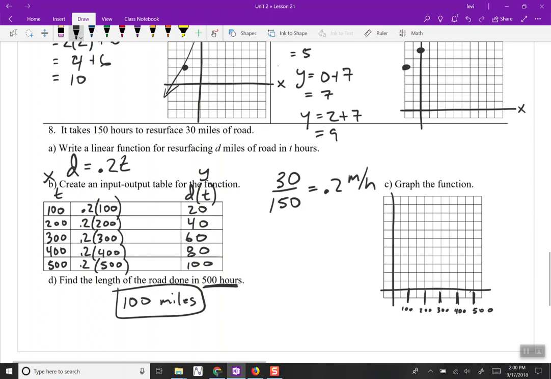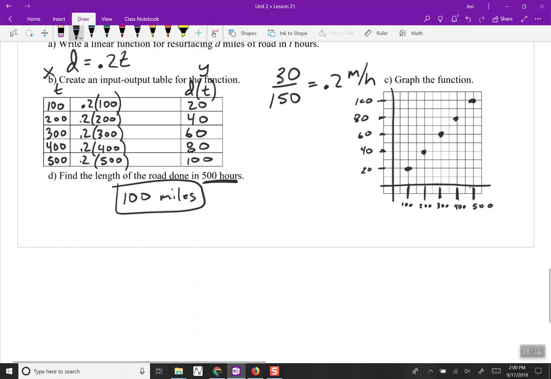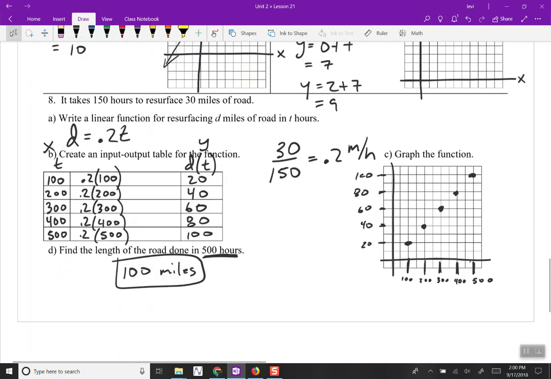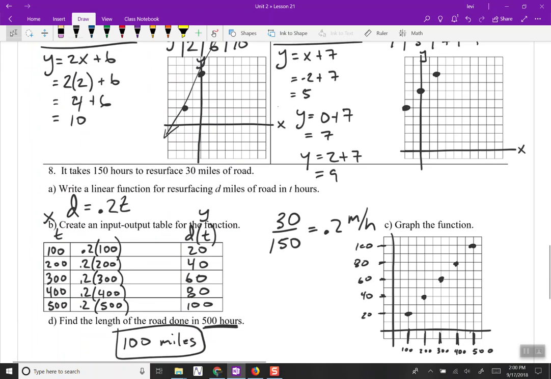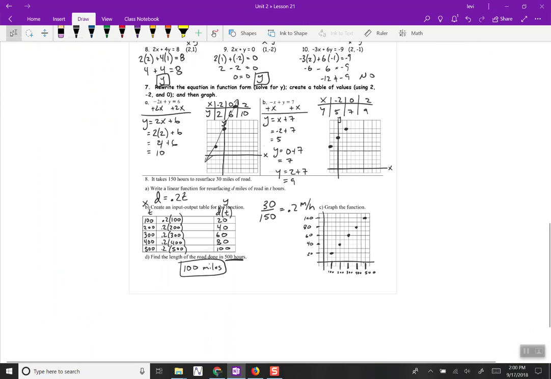And we need to go from 20 to 100, so 20, 40, 60, 80, 100. Perfect. So our first one was at 100, we were at 20, so that's right there. At 200, we were at 40, that's right here. 300, and you guys can finish this. So there's our graph. And that looks like homework 20.